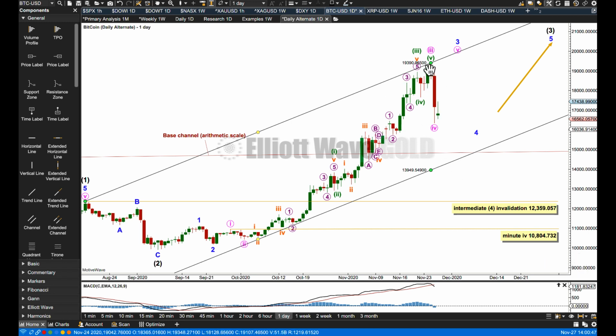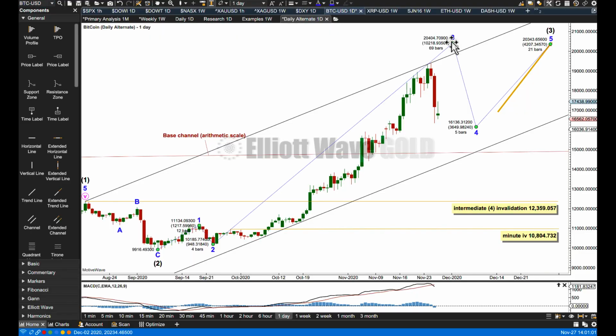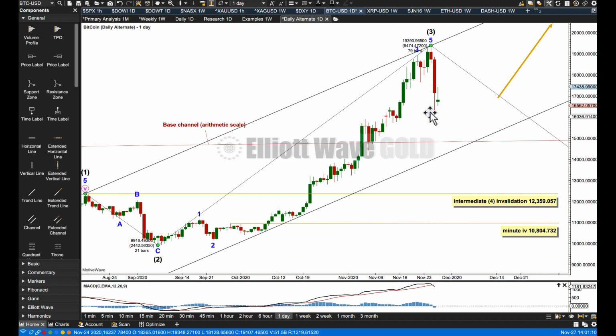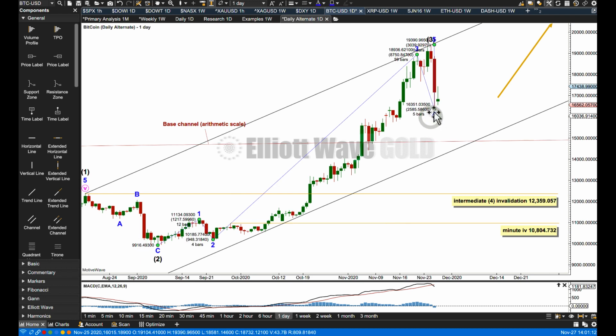What if this is a different degree? What if this is a higher degree? What if this is minor 4 or intermediate 4? I am going to get rid of all of the middle of this labeling, delete all of that. Let's consider what if this is intermediate 4. Now, how do we label? No, sorry, that goes there.